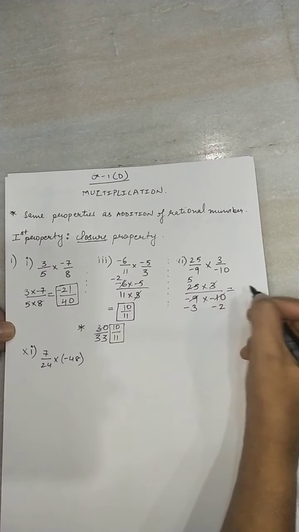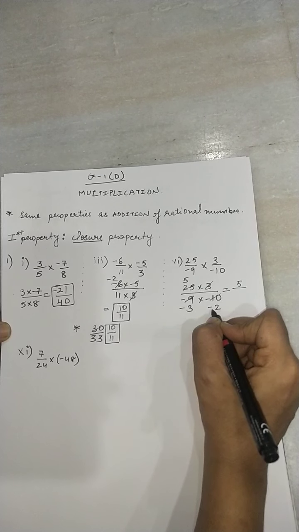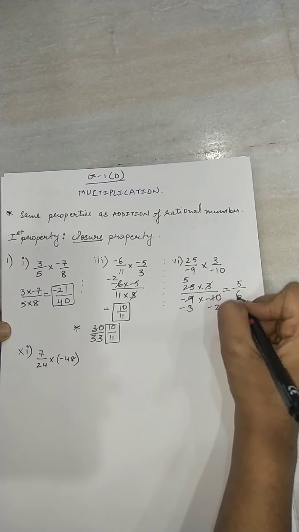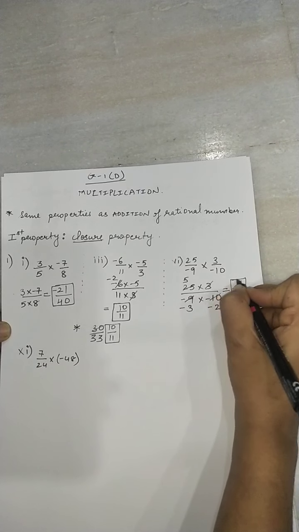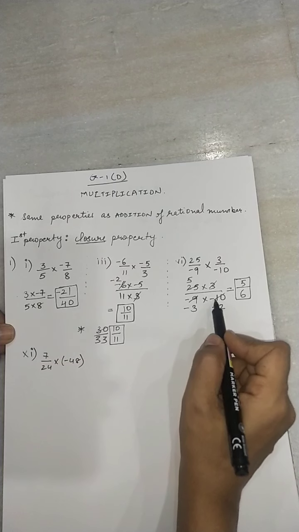Now nothing is left out. So 5 upon minus 3, minus minus plus, 3 2s are 6. So 5 upon 6 is my final answer. Okay students, so please be careful with the sign.